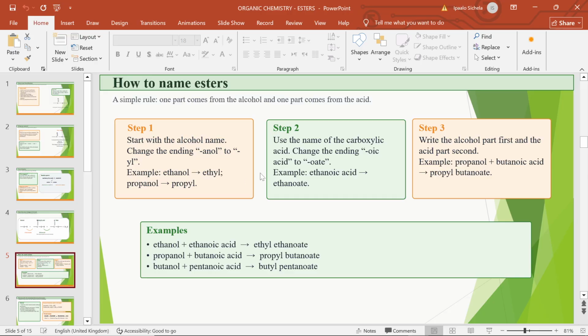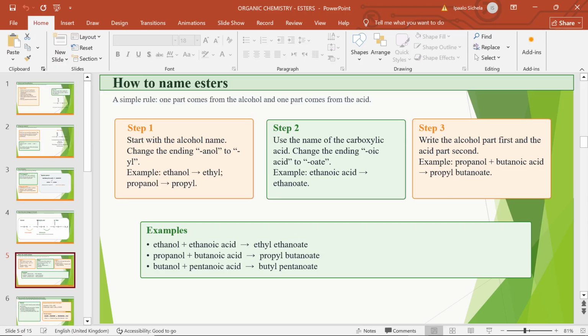Then step 2, you change the ending of the carboxylic acid from oic to oate. For example, ethanoic acid, you replace oic with oate. Then it's going to be ethanoate. So the ester formed will be ethyl ethanoate.